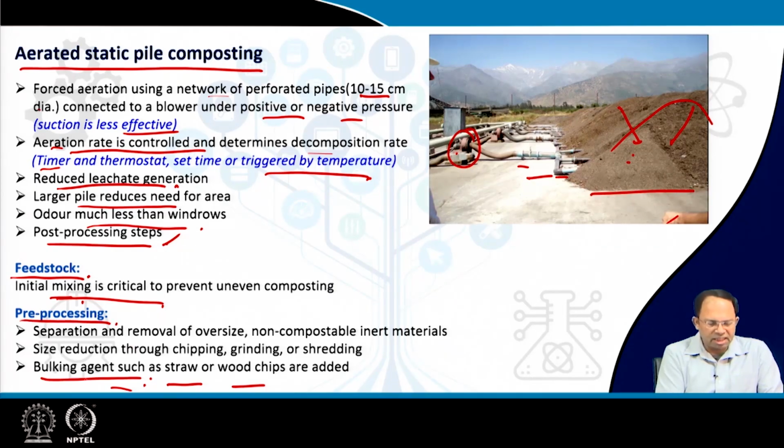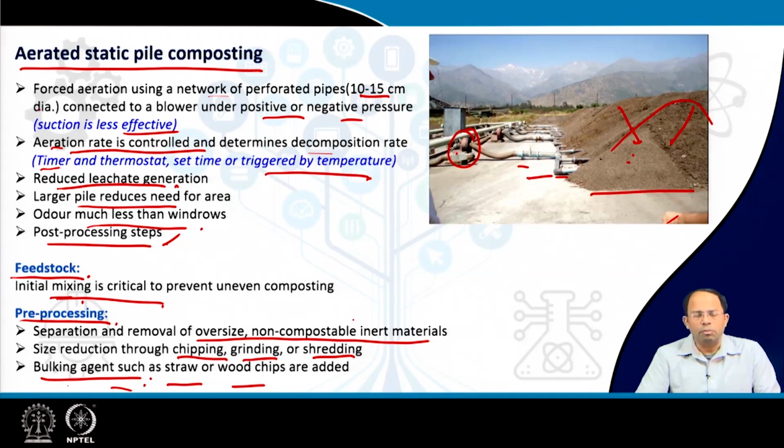In the pre-processing stages we will add these bulking agents, and as we said, oversized non-compostable inert materials are first removed. That happens in most composting cases, but here we have to be very careful that oversized materials don't remain. Even organic matter should not remain, and if required we have to chip, grind, or shred it. As I showed you in an image earlier, where people put the garbage inside a shredder machine, it creates smaller size components which are eventually used for this kind of composting.